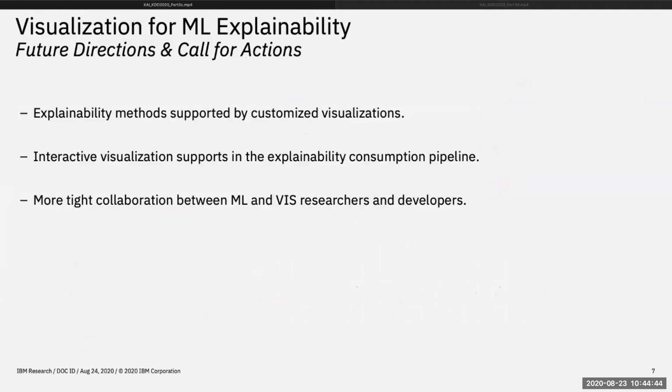The four different categories shed some light on future directions. I believe there will be tighter integration between explainability methods and visualizations, and there will be more interactive visualizations where target users can interact with visualizations to understand the model better. Finally, there should be tighter collaborations between machine learning and visualization researchers and developers to provide user-centered, interactive explainability methods. There are plenty of visualization research areas where both fields can work together.